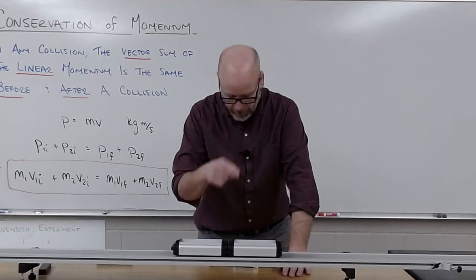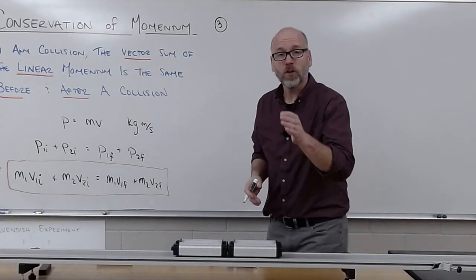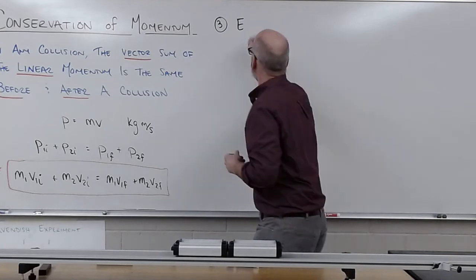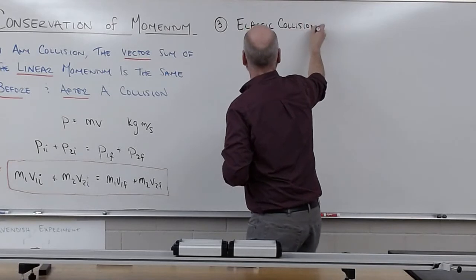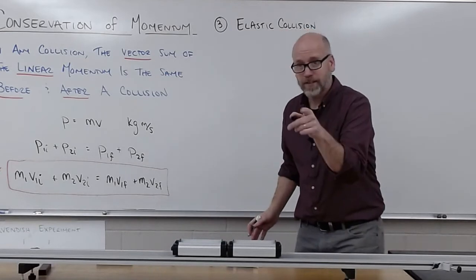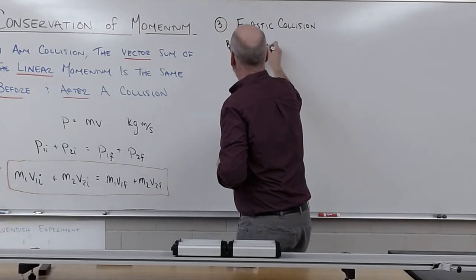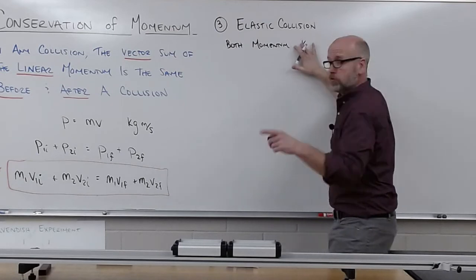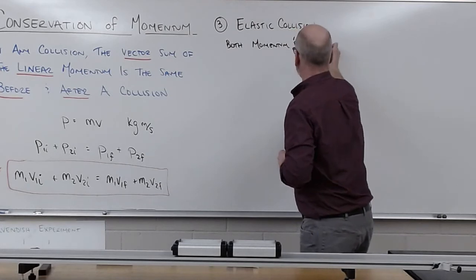The third type of collision that we're going to study and quantify are collisions called elastic collisions. The previous one was inelastic. This is elastic. And yes, I try to over-enunciate, but it's an elastic collision. Now, the thing about elastic collisions is that both momentum and kinetic energy are conserved.